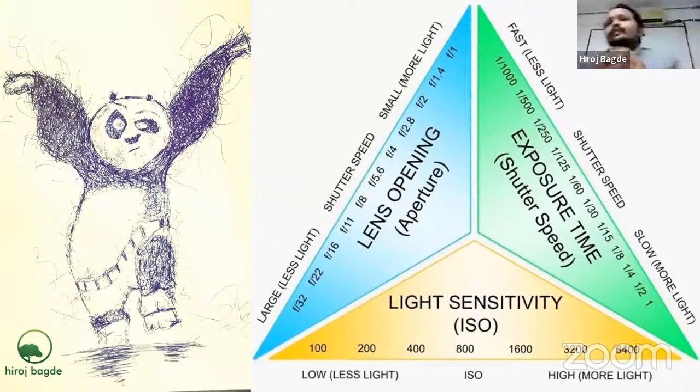Now for light sensitivity, I do not play with it because I am already using lights. I will use lights, so I'm already having an ample amount of light. So the sensitivity of the sensor towards light should be very low. I am going to set the light sensitivity to around 100 to 200.